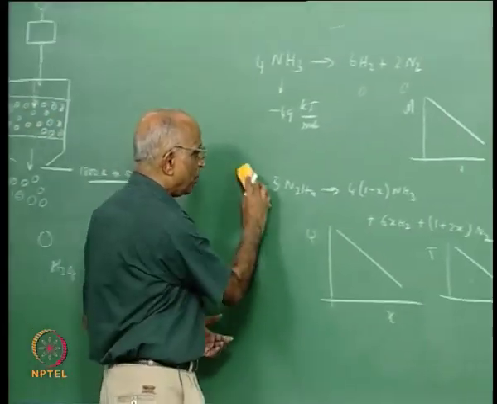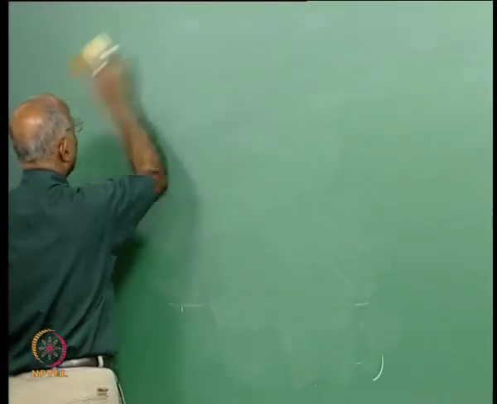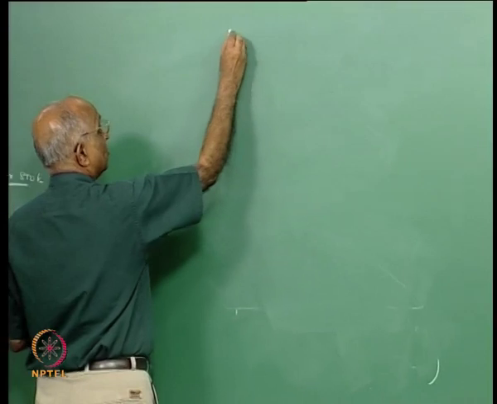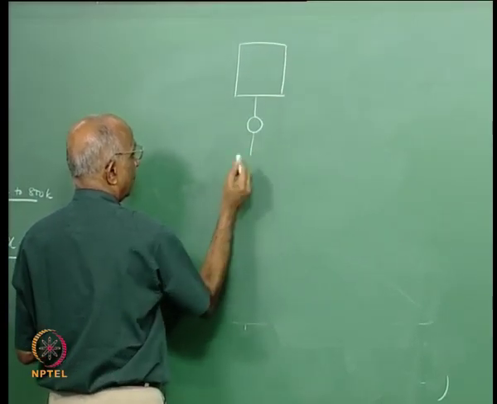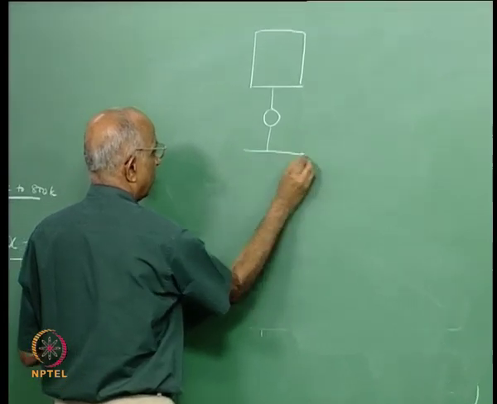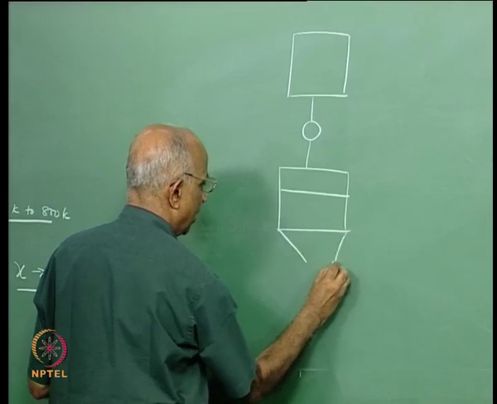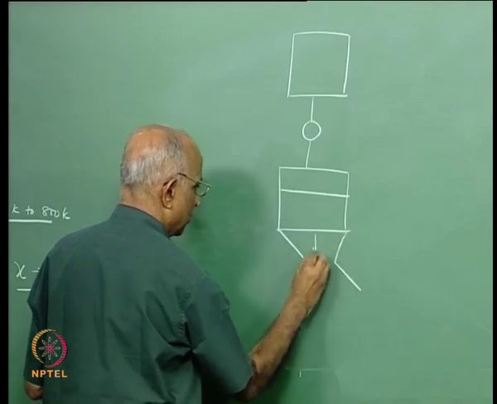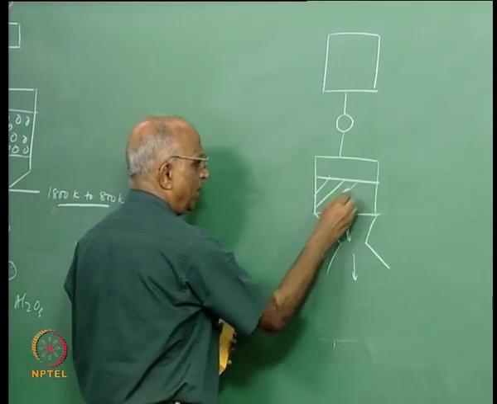Let's try to put things together now and ask ourselves what is required for a monopropellant rocket. Well, it's extremely simple. I have a tank, I have a pressure regulator. The pressure regulator supplies propellants to a catalyst bed, and this catalyst bed decomposes it and out go the products through the nozzle. This becomes my catalyst bed.